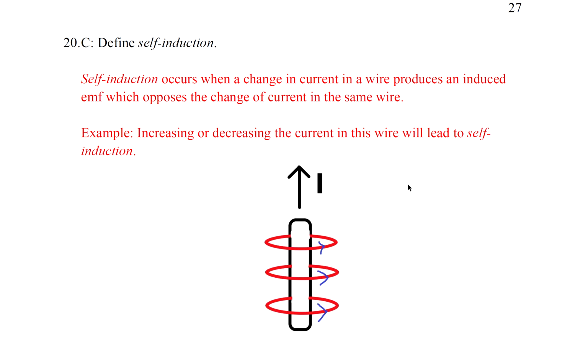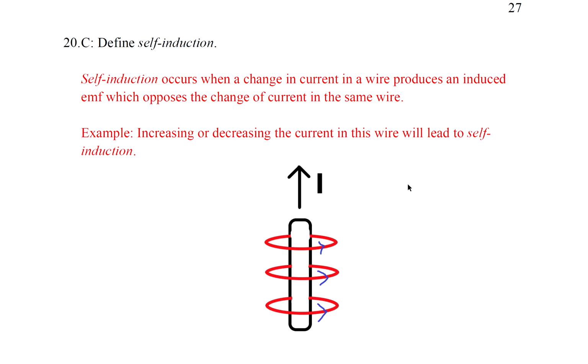Finally, question 26, define self-induction. Self-induction occurs when a change in current in a wire produces an induced EMF which opposes the change of current in the same wire. So you're not going to get any problems with self-induction in high school physics. Maybe just a definition you need to know.